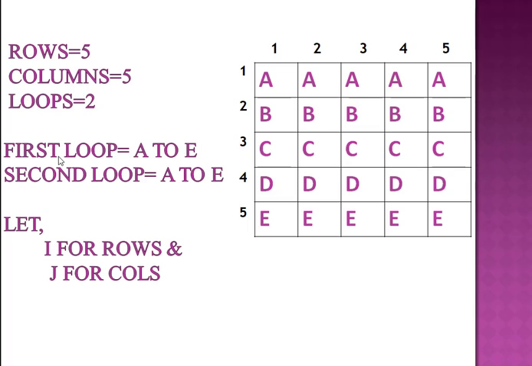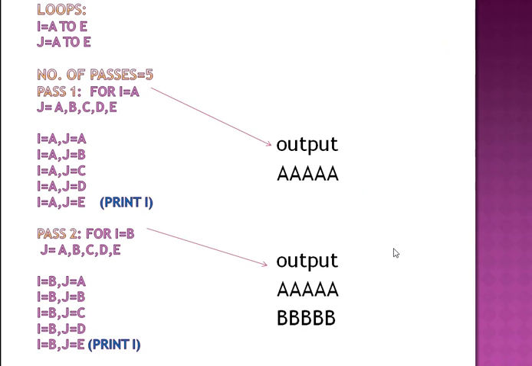The major difference is that here the first loop will start from A to E instead of 1 to 5, because we remember that in the number patterns of the previous video the loop was from 1 to 5, but here the loop is from A to E. The second loop is also from A to E. Why is this? Because we want to print A 5 times in the first row, B 5 times in the second row, C 5 times in the third row, D 5 times in the fourth row and E 5 times in the fifth row. So here passes are 5.